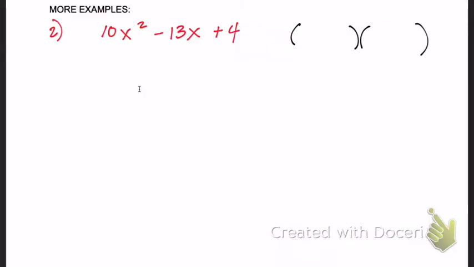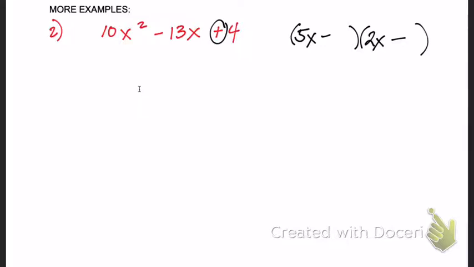Okay, with this one, I put my parentheses first. Now I need to do the sign. So I look at the last sign, it's a plus. That means I need to go to the middle sign. The middle sign is a negative, so that means that these are both negative. Now I need two factors of 10. I'm going to go with the ones that are closest together first. So what are those two? 5 and 2. So I can put 5x here, 2x. Doesn't matter if you did 2x and then 5x. Either one would work, especially since the signs are the same.